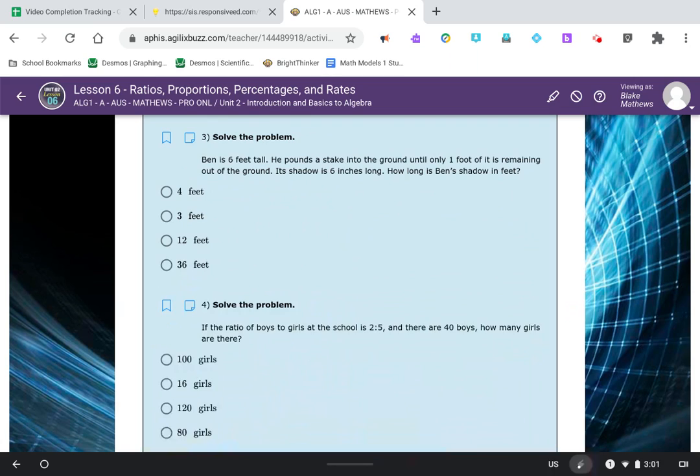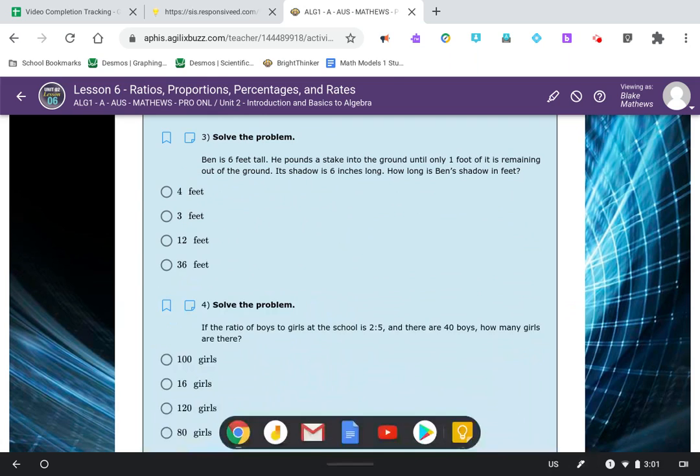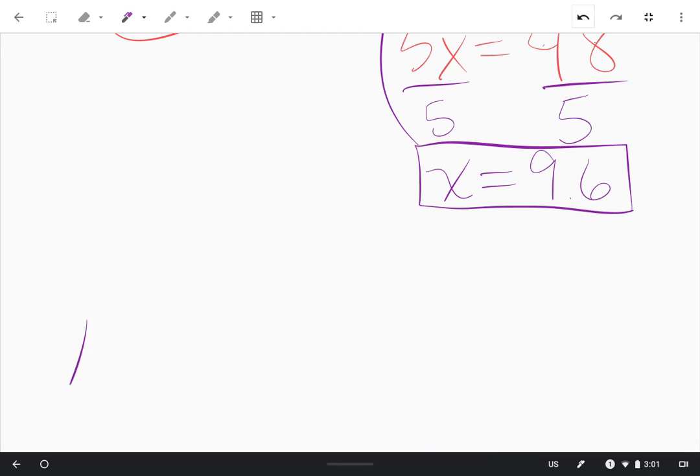So then we get this problem. Ben is 6 feet tall. He pounds a stake into the ground until only 1 foot of it is remaining out of the ground. Its shadow is 6 inches long. How long is Ben's shadow in feet? Okay, so let's draw a picture. We have Ben. Draw our guy Ben here. He's 6 feet tall. That's how tall he is this way.